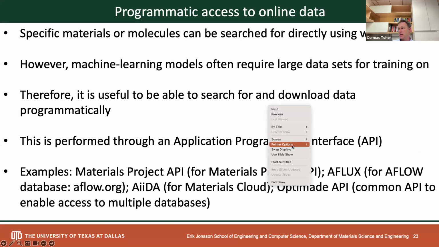So some of the different application programming interfaces that exist are the Materials Project API, the AFlux, which is for the AFlow database, there's AiiDA for Materials Cloud, and there's the OPTIMADE API, which is a common API to access multiple databases. So today I'm going to talk about AFlux first, then I'll talk a bit more about the Materials Project API, and then finally I'll talk about this OPTIMADE Common API.